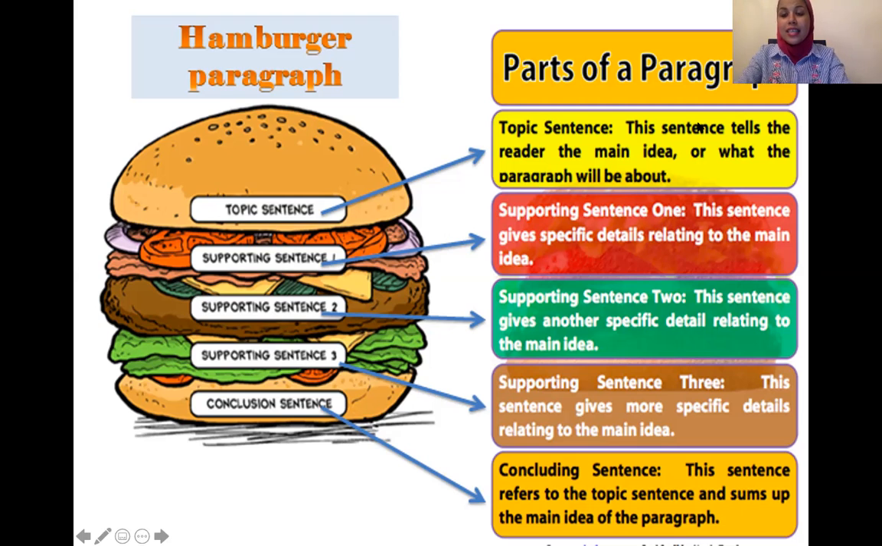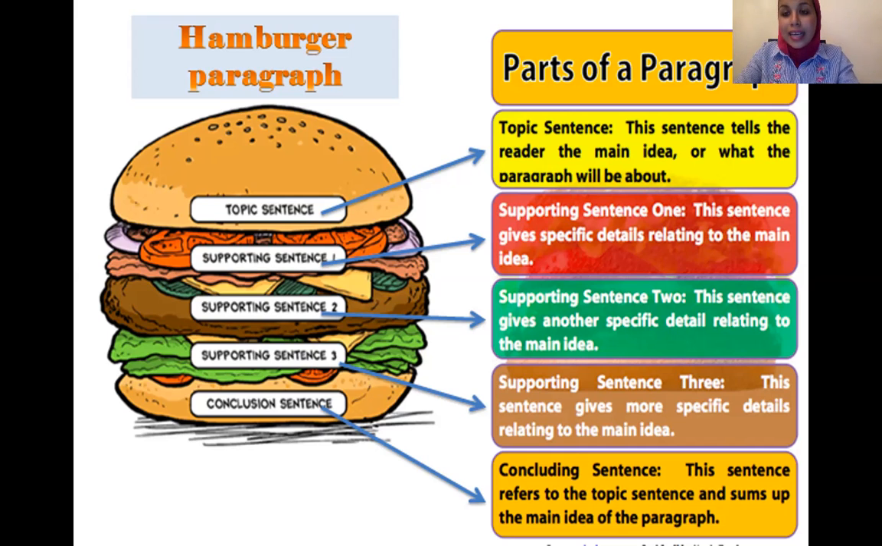The topic sentence is the sentence that tells the reader the main idea of the paragraph or what the paragraph will be about. So it should be general, not specific. It should be enough to tell the reader what you are going to talk about in this paragraph. Okay, and then we have supporting sentence 1, supporting sentence 2, supporting sentence 3. So this means that in this paragraph, there are 3 supporting ideas. They might be 2, they might be 4, depending on your topic.